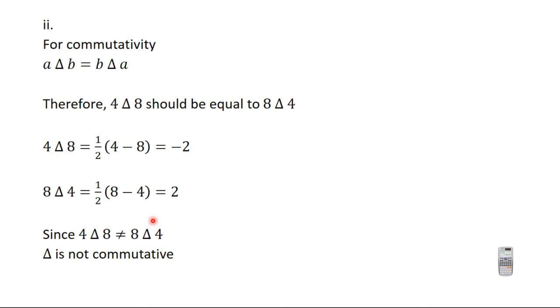Once again, you can pick any example. You can pick 6 delta 8, you can pick 8 delta 4, you can pick 4 delta 6. You can use any of them to try. Now remember that if you are picking 4 delta 6, then you should know that 4 delta 6 should be equal to 6 delta 4. Then you try it. If one of them is not commutative, it means that the rest are also like that. So since 4 delta 8 is not equal to 8 delta 4, we see that delta is not commutative.